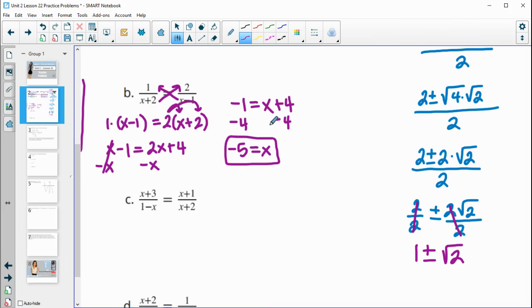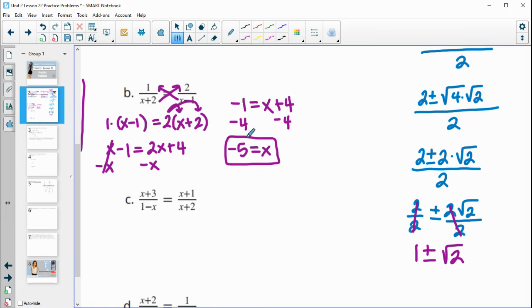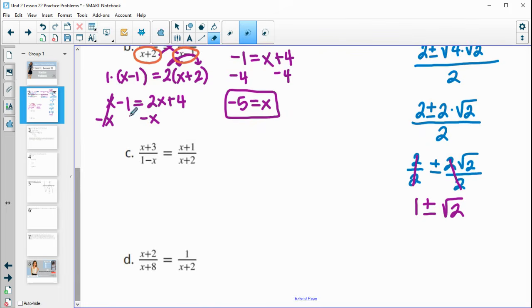And now with these, when you have a denominator, you always want to check if this solution will make the denominator 0. So we're looking at this x plus 2 and this x minus 1. So negative 5 will not make either of those 0. So this is a good solution. If it makes either of those 0, then we have division by 0, and that's called an extraneous solution.